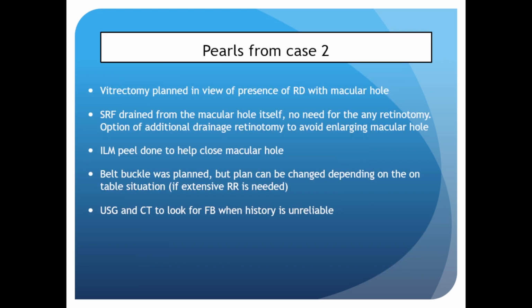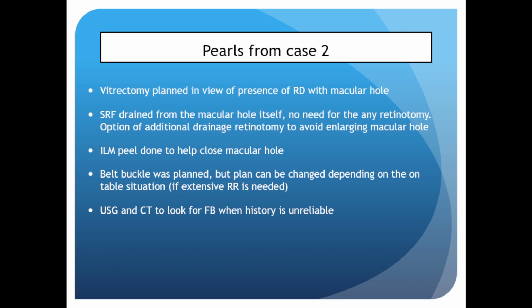So, what we have learned from this particular case: vitrectomy was planned in view of the presence of RD with macular hole, and SRF was drained from the macular hole itself. There was no need for any retinotomy in this particular patient, but the option for retinotomy is always there, so that we do not enlarge the macular hole. ILM peel was done for better closure of the macular hole.